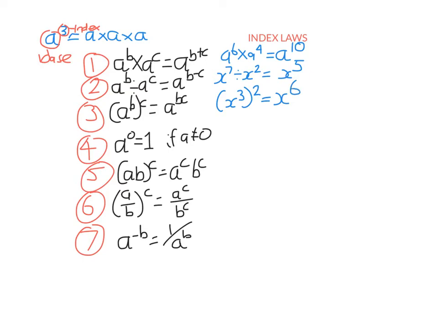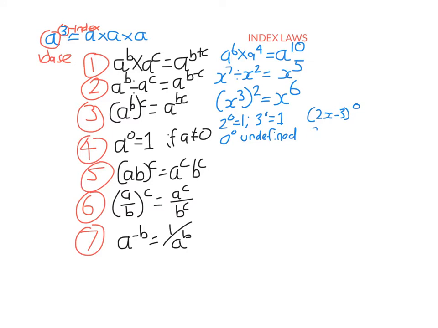Index law 4 says anything non-zero to the power of 0 is 1. So for example, 2 to the power of 0 is 1. 3 to the power of 0 is 1. But 0 to the power of 0 is undefined. So let's say we had something like 2x minus 3 to the power of 0. If this thing in the brackets is not 0, then that would equal 1.